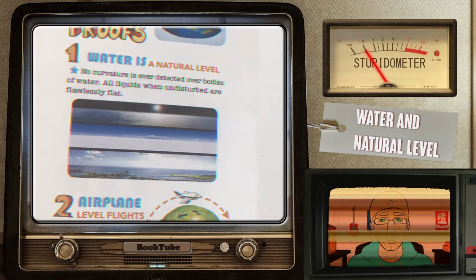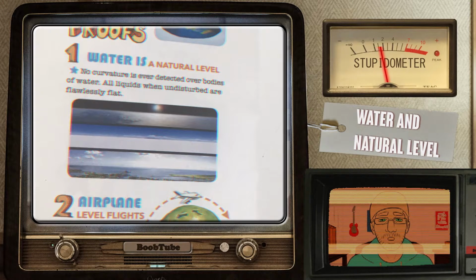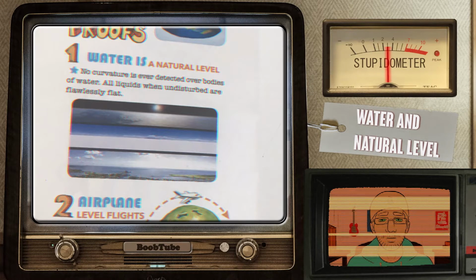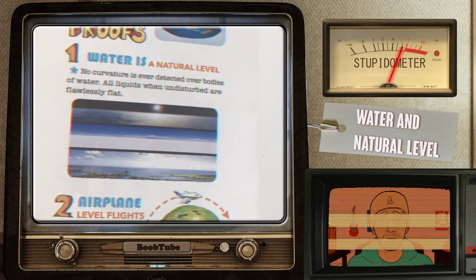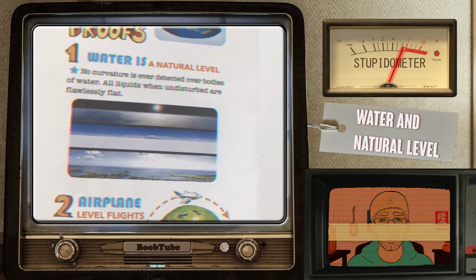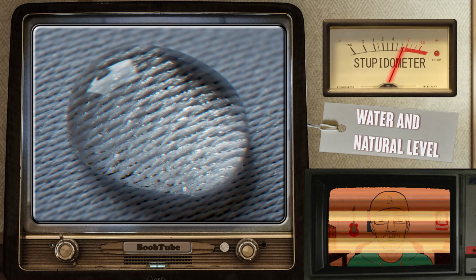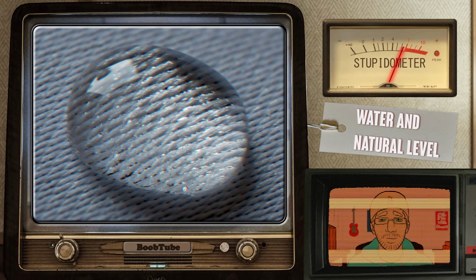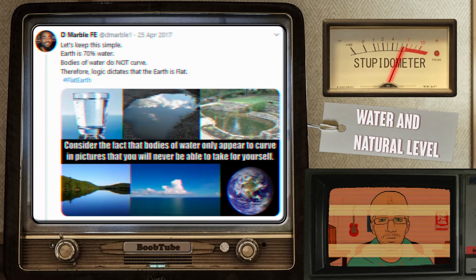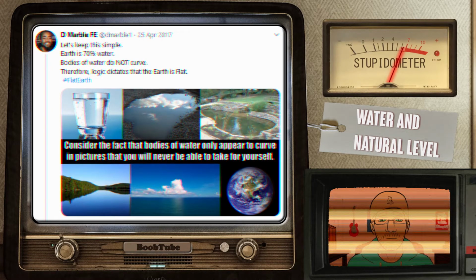Water is a natural level. No curvature is ever detected over bodies of water. All liquids, when undisturbed, are flawlessly flat. Earlier, they also had the additional text, "Water doesn't curve." I assume they either finally figured out what electromagnetic force and surface tension is, or maybe they finally looked at water. Now, some of them have moved the goalpost.